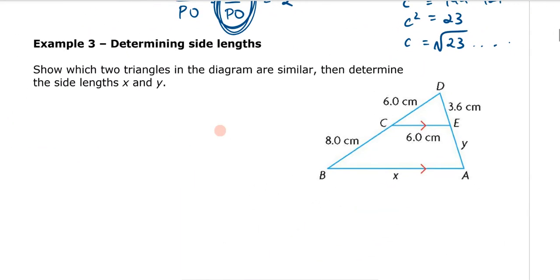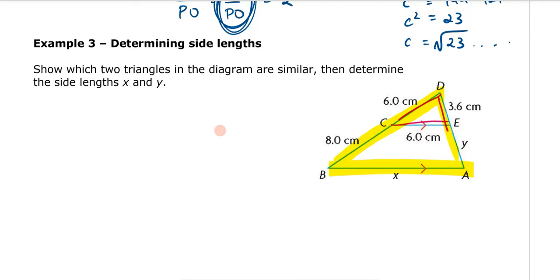Okay, so example 3. Here are two triangles. Show which two triangles in the diagram are similar and then determine the side lengths x and y. Do you see two triangles in this picture? If you don't, the first one might be obvious, this small one right here. But the other one is formed by D, B, and A, the big one. So you can have a small triangle inside a larger one.